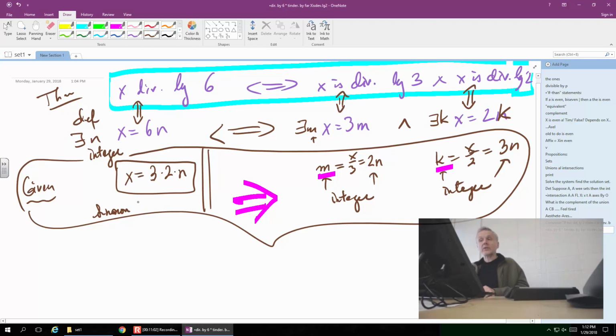X is divisible by 6. X is equal to 6 times n for some integer n. That's what we know. And then you make conclusions. And then you see if those conclusions match what you're supposed to prove. They did, but it's only one way. So let's do the other way.